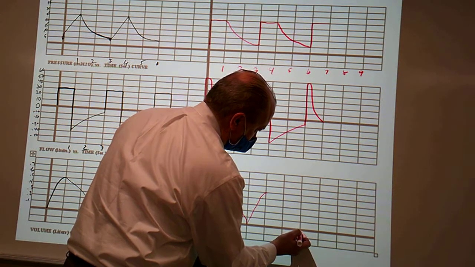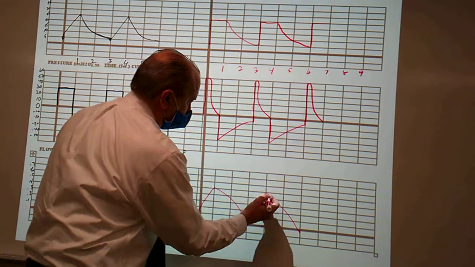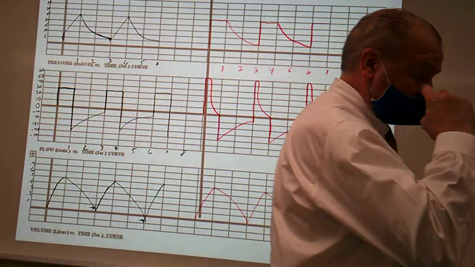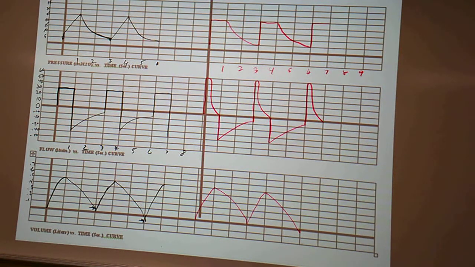So volume always looks like that then. Volume never changes its shape, for volume or pressure control. It still looks like that. Pretty much. Volume time traces are boring. The only thing you can really use them for is auto PEEP and leaks.